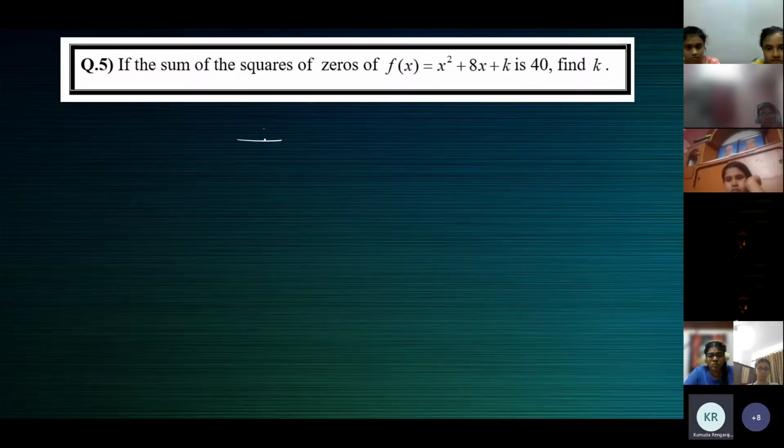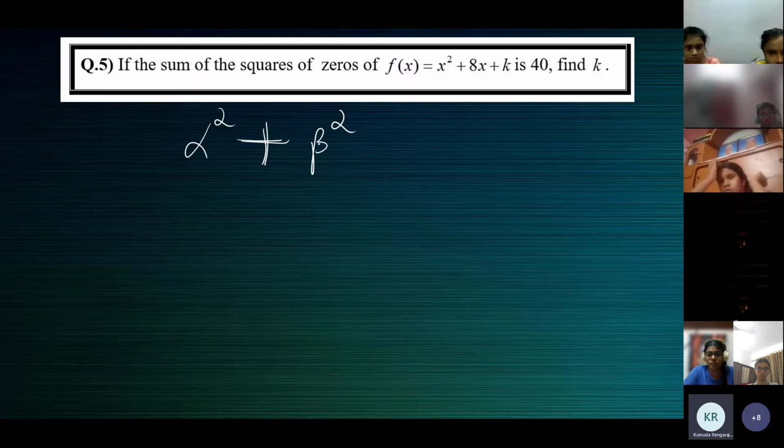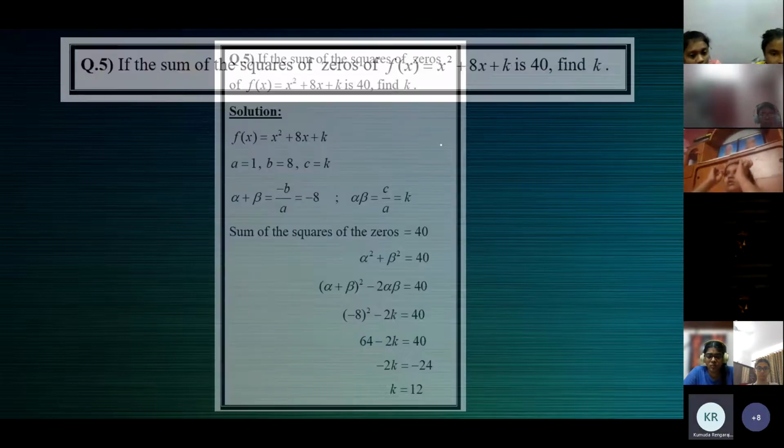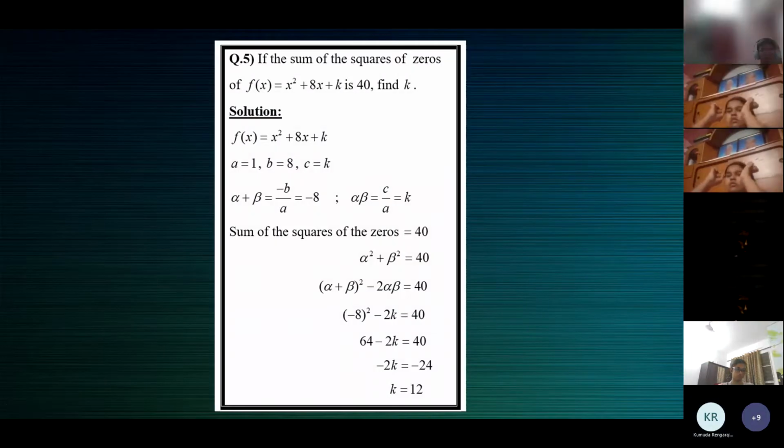So sum of the squares of the zeros. This is the square of one zero. This is the square of the other zero. And this is the sum of the squares of the zeros. Is means equal to 40. Is 40.